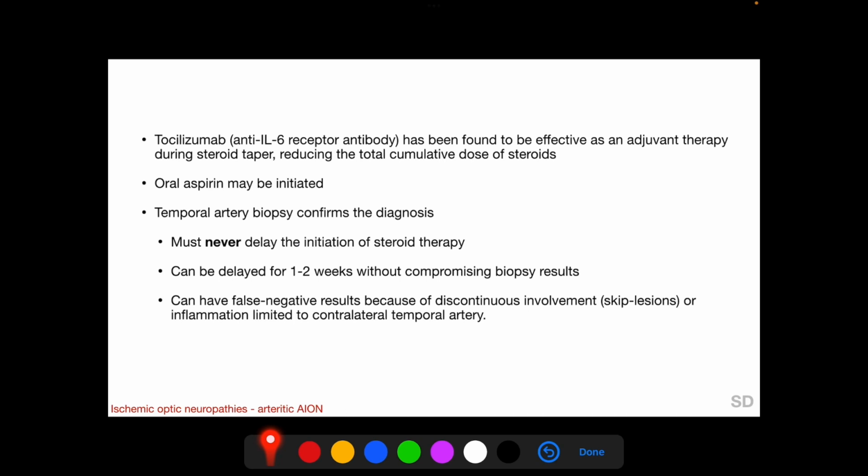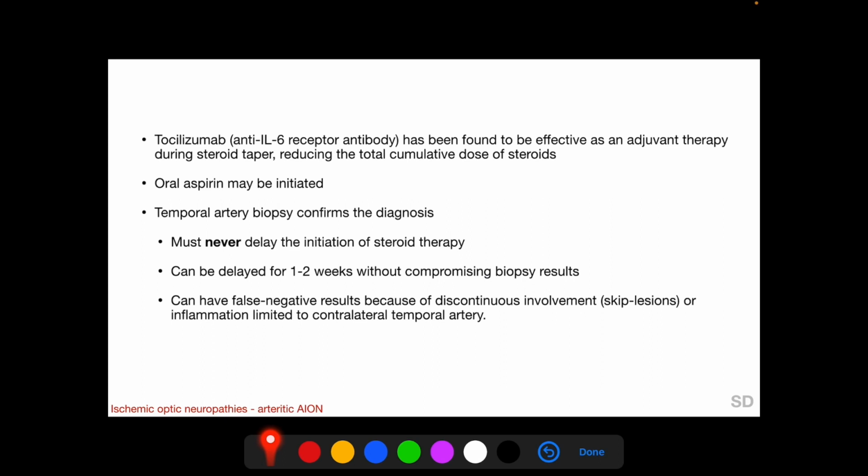Tocilizumab, an anti-IL-6 receptor antibody, has been found to be effective as an adjuvant therapy during steroid taper, thus reducing the total cumulative dose of steroids required in the tapering period. Oral aspirin may also be initiated.